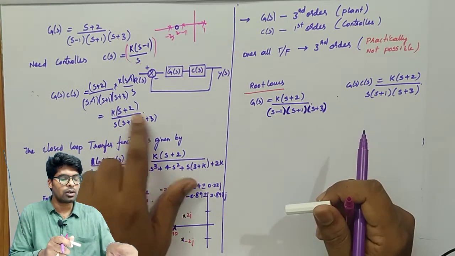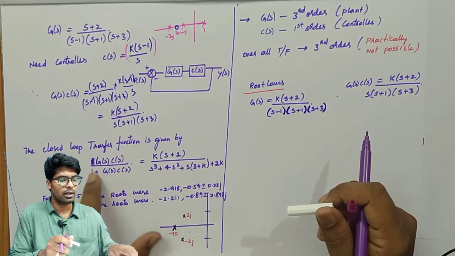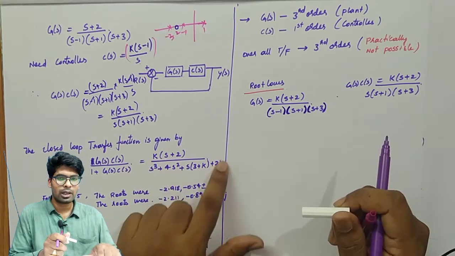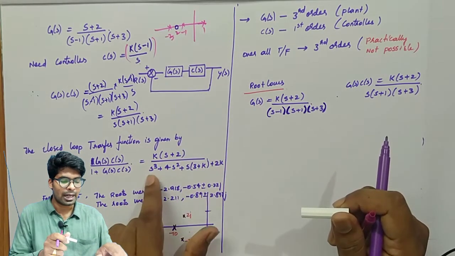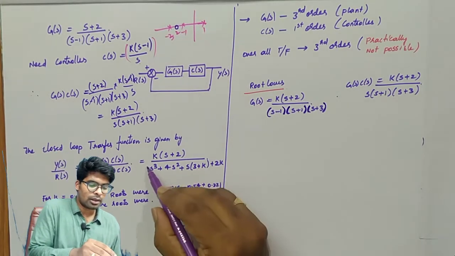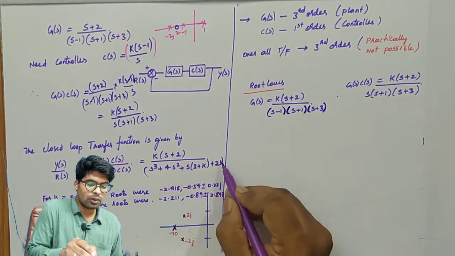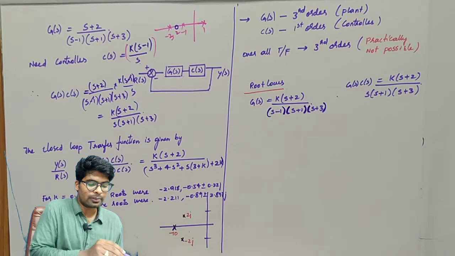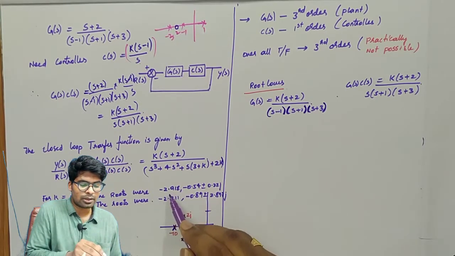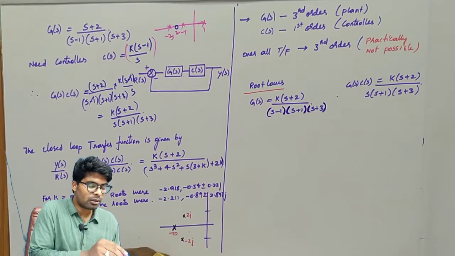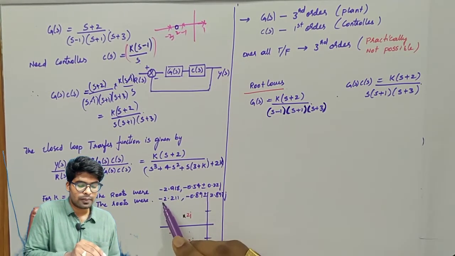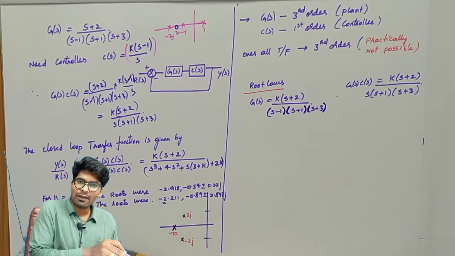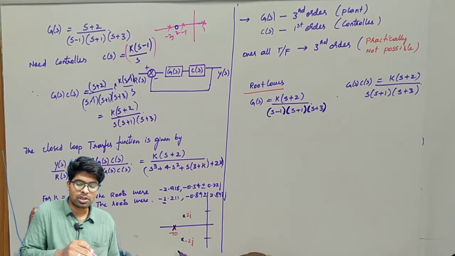To get the overall closed loop transfer function, we observe the characteristic equation, that is 1 plus G(s) equals 0. First, if you take K equal to 0.5, we get the roots as -2.910 and the others. For K equal to 10, we get the roots as one real and two complex. So as you increase the K value, you get different poles.